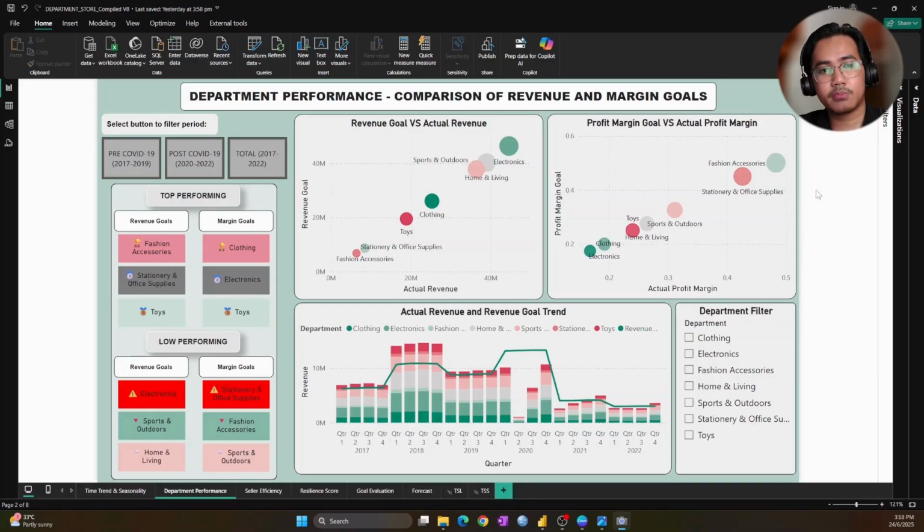On the right side of the dashboard, we have some scatter plots, comparing actual revenue and profit margin against their goals by department.